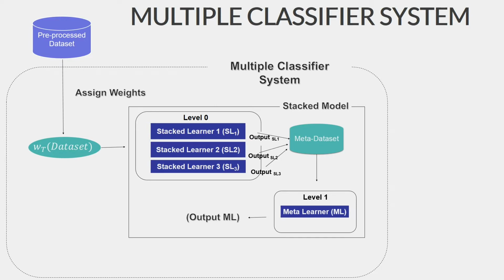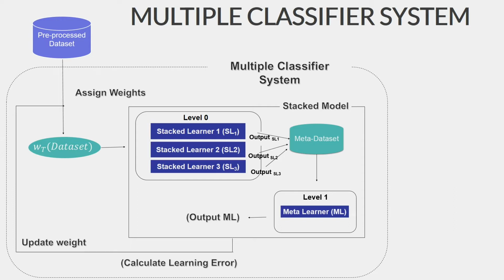In the second iteration, the learning error is calculated and the weights are updated up till the t iterations. Once we have the output for all the t iterations, a majority vote is taken on the predictions of the outputs to get the churners. This is the multiple classifier system.